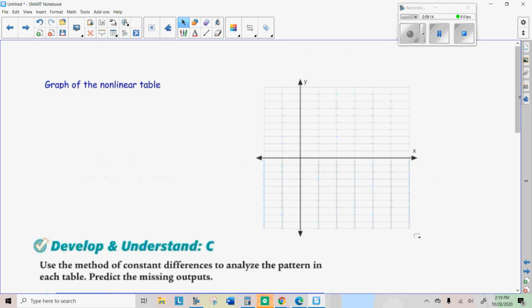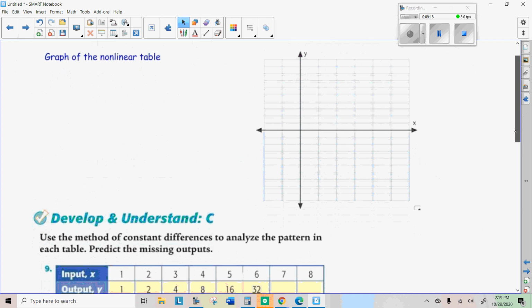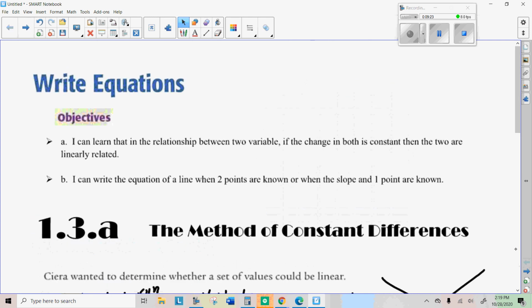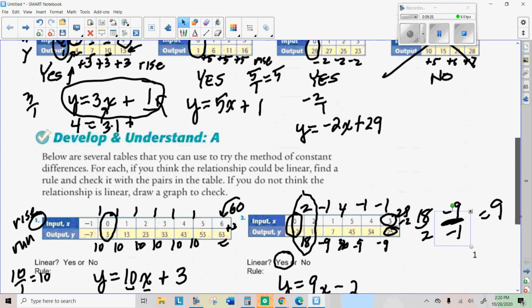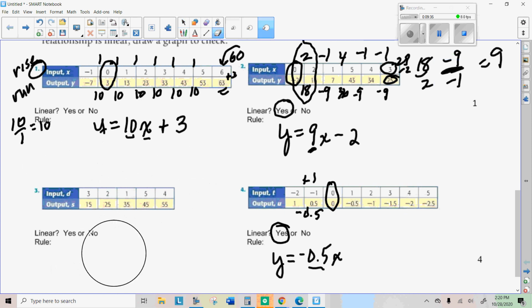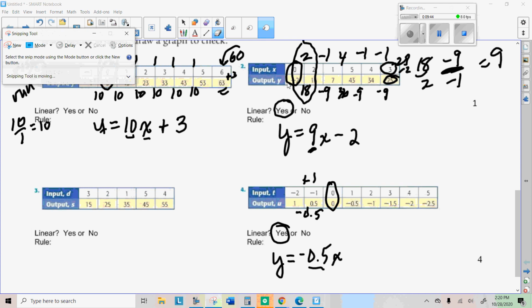All right. Another way you can tell if a situation is linear or not is by graphing it. Let's go back and grab that table that we just did that we decided was nonlinear. We'll graph some of those points and just see what happens. So that's this table. I'm just going to make a quick snip of that and move it to the next page.